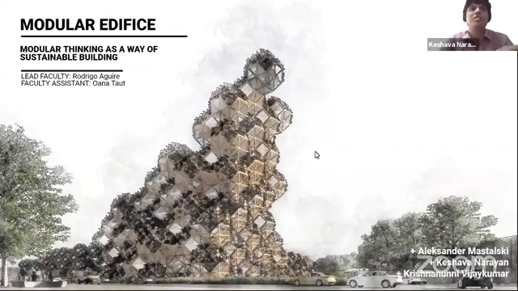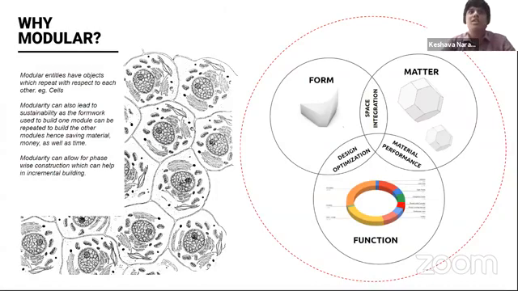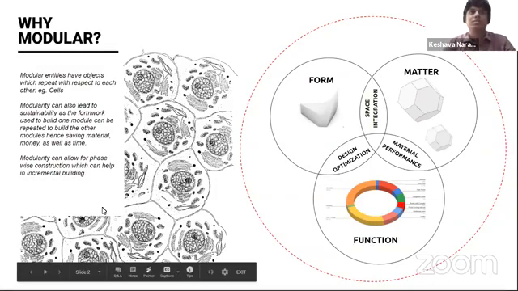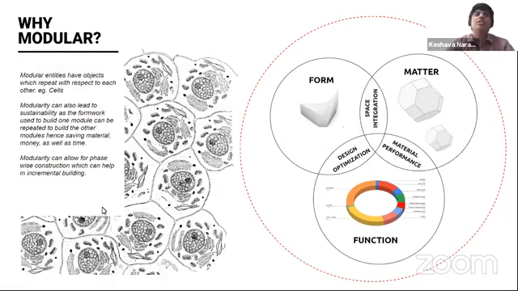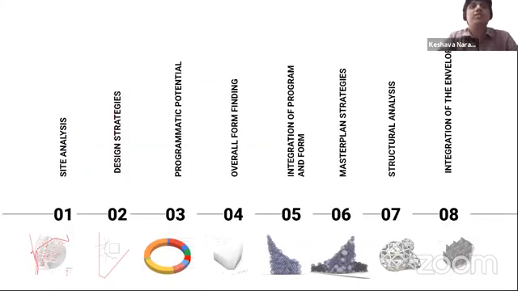Modular is chosen because modular objects have entities which repeat in each other, for example, like cells. Modular thinking can also be linked to sustainability, as a framework used to build one module can be repeated to other modules, hence saving material, money, as well as time. Modular also allows for phase-wise construction, which can also be attributed to sustainability. So our project is divided into 8 parts.